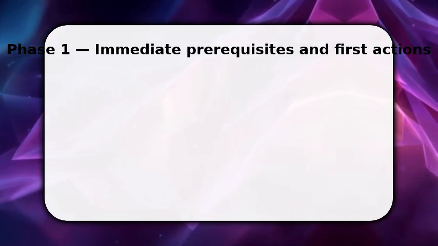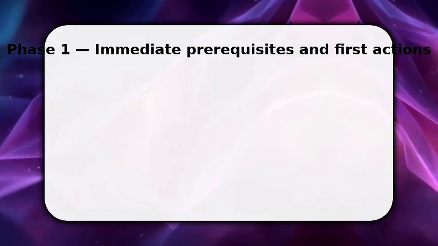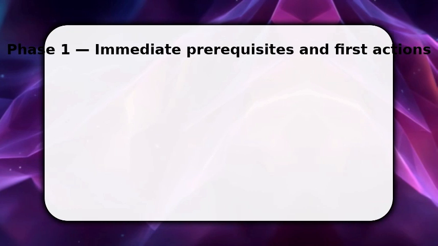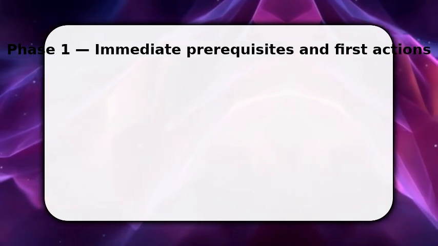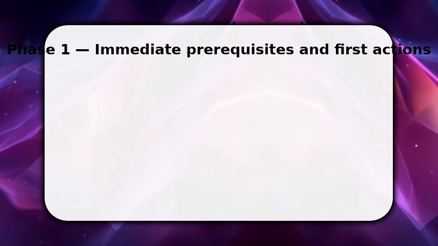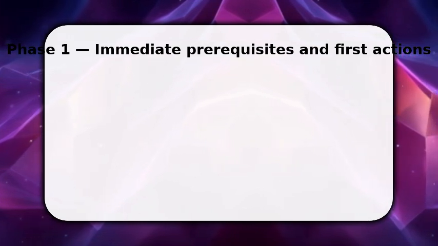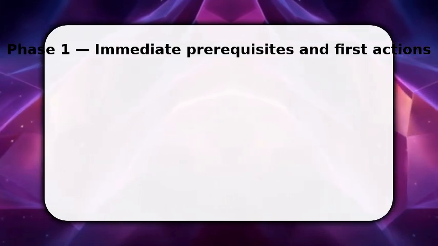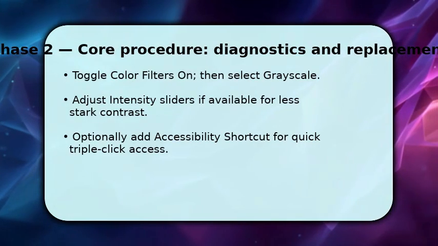This is the first actionable control that turns color off. You're not changing wallpapers or themes, you're activating a system-level filter. Keep your phone unlocked and follow the next step to toggle the filter on and pick Grayscale. Now toggle color filters on.